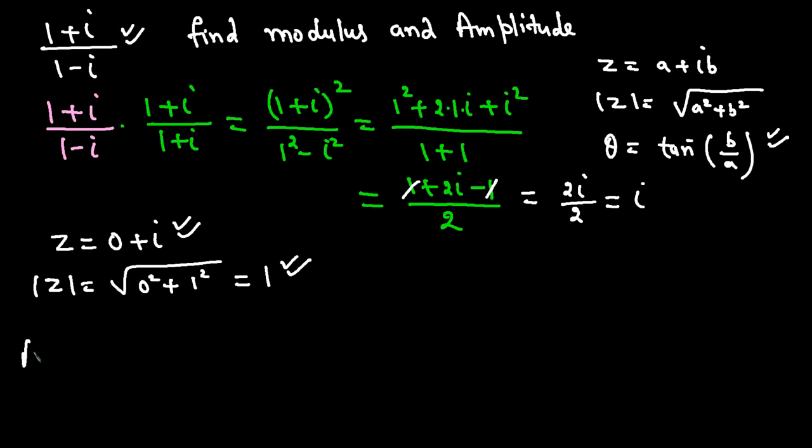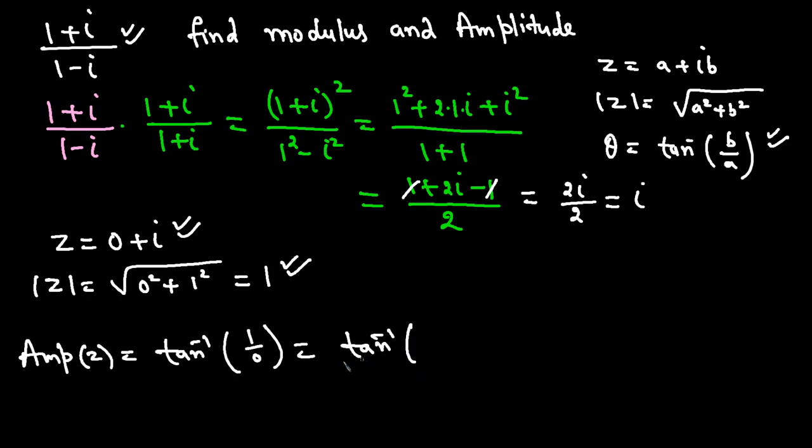How about amplitude or the argument? So amplitude of z is going to be tan inverse of b over a, which is 1 over 0. Any number with 0 in the denominator is undefined, or we call it infinity. And tan inverse infinity, that is the only case when theta is equal to pi over 2. So that is your amplitude of this complex number.